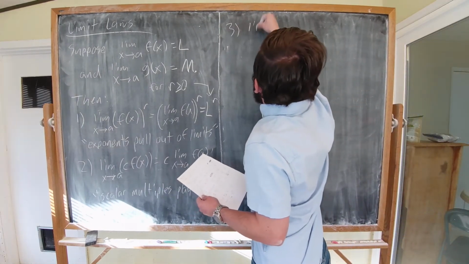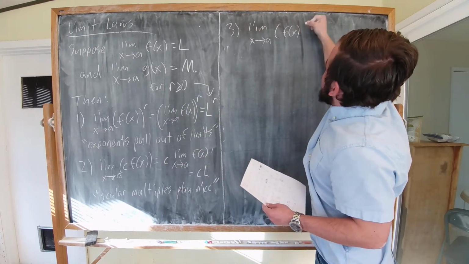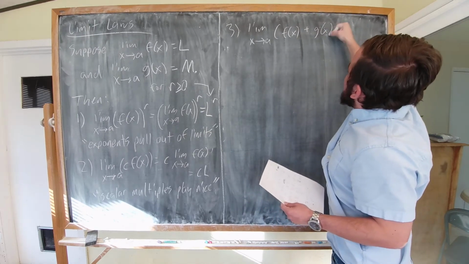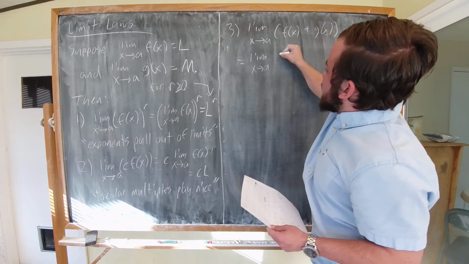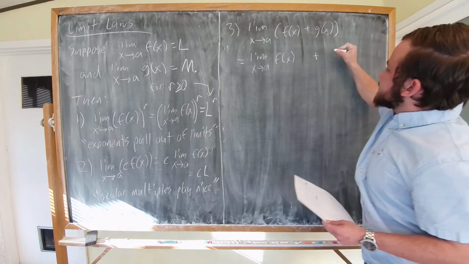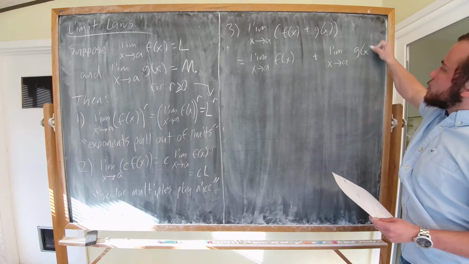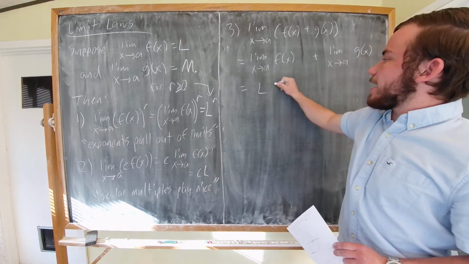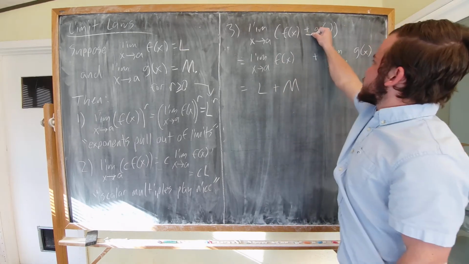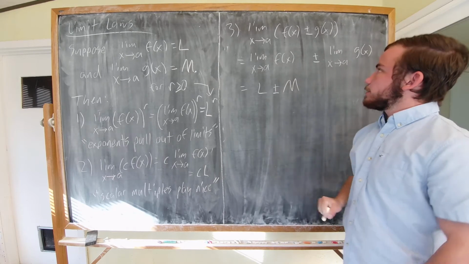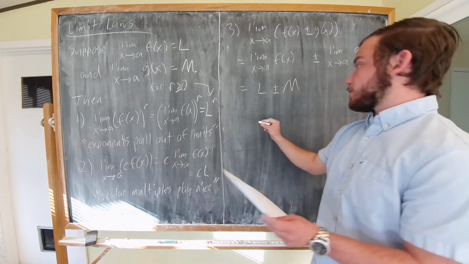3, the limit as x goes to a of f of x plus g of x is the same as the limit as x goes to a of f of x plus the limit as x goes to a of g of x, aka L plus M. Same thing is true with subtraction. So, limits play nice with addition and subtraction. They also play well with multiplication and division.